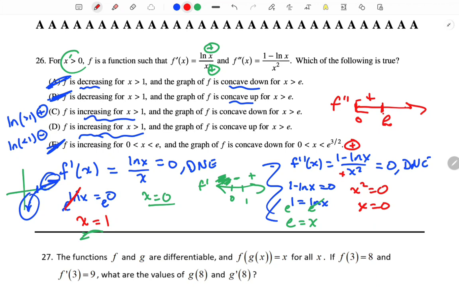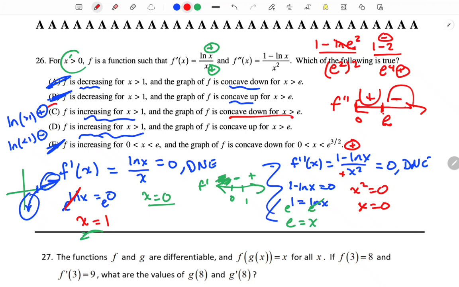Then if I pick like say 2e or 3e or 4e, 1 minus ln of, let's even do e squared. That's going to be easier. 1 minus ln of e squared, because that way those cancel out, over e squared squared. On top, that's going to be 1 minus 2. That's going to be negative on top over e to the fourth, which is positive. So it's going to be concave down. You also could just realize that it's going to flip. Okay, so it's going to be concave down when x is greater than e.